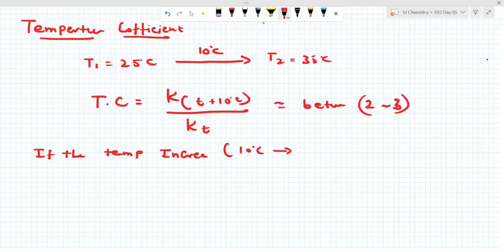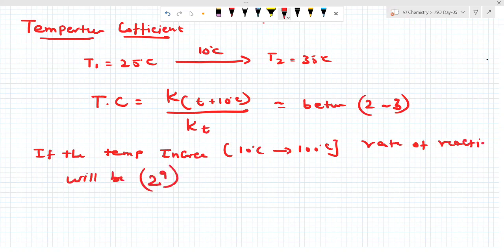I increase 100 degrees. If I increase by 100 degrees, now what is the rate of reaction? The rate of reaction will be 2 power 9. Why 2 power 9? I am going to increase 9 times of 10 degrees, right? 10 to 100 changes, I increase 9 times. So 9 times 10, so 2 power 9.